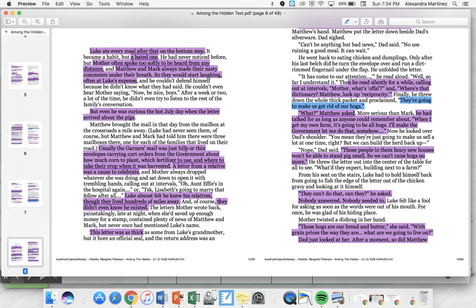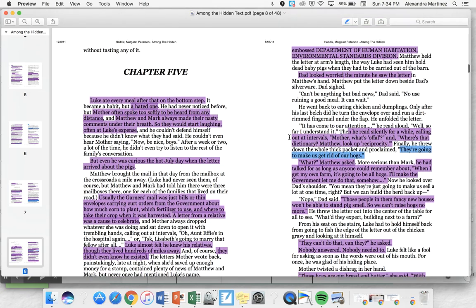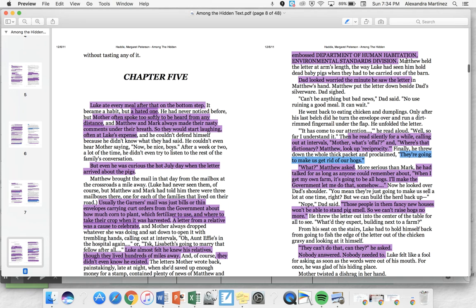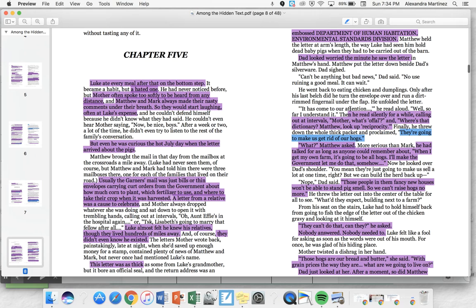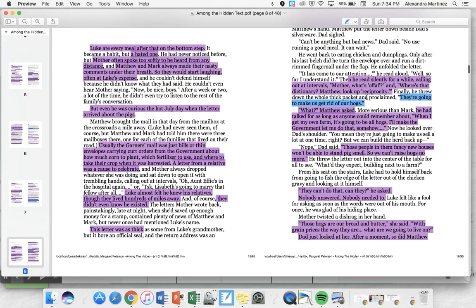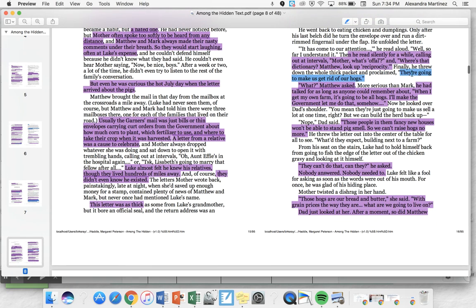Usually the gardener's mail was just bills or thin envelopes carrying court orders from the government about how much corn to plant, which fertilizer to use, and where to take their crops when it was harvested. A letter from a relative was cause to celebrate. Okay. So then I highlighted this letter was thick, embossed Department of Human Habitation Environmental Standards Division. Dad looked worried when he saw the letter, read it silently for a while. He's asking them to look up words. And then again, the shocking thing, which I highlighted in blue, they're going to make us get rid of our hogs.